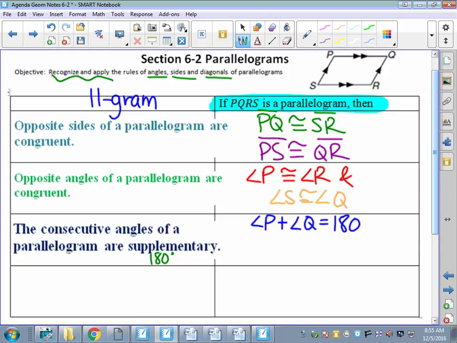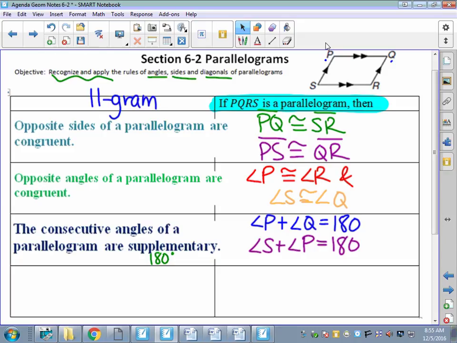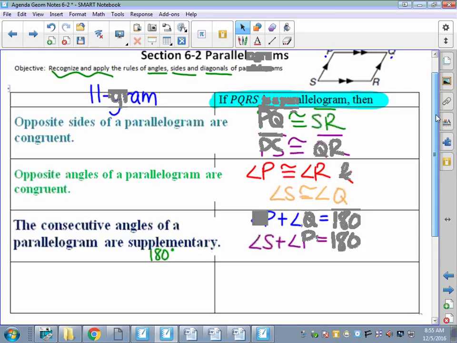So P plus Q, these 2 top angles up here have to be supplementary. Let's also say that angle S plus angle P have to equal 180. You could also write down, if you wanted to, angle S plus angle R equals 180. You could also add that angle Q plus angle R equals 180. So we really have 4 sets of consecutive angles because we have 2 pairs of parallel lines. So add those other guys in there if you like, or just make yourself a note. There'd be 4 sets of consecutive angles.